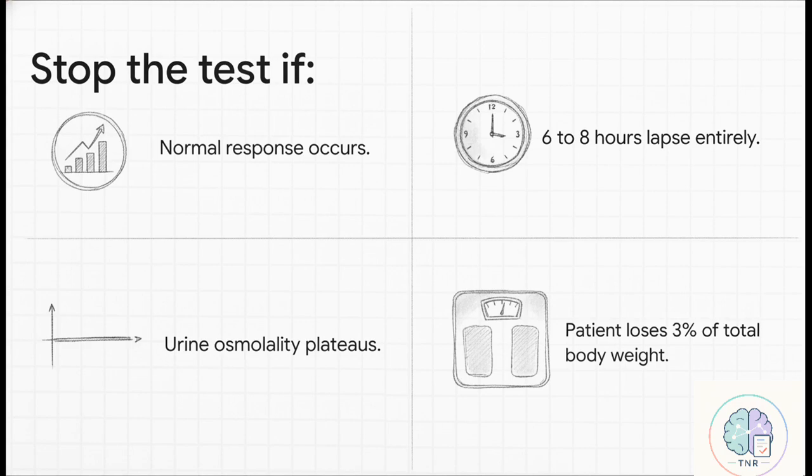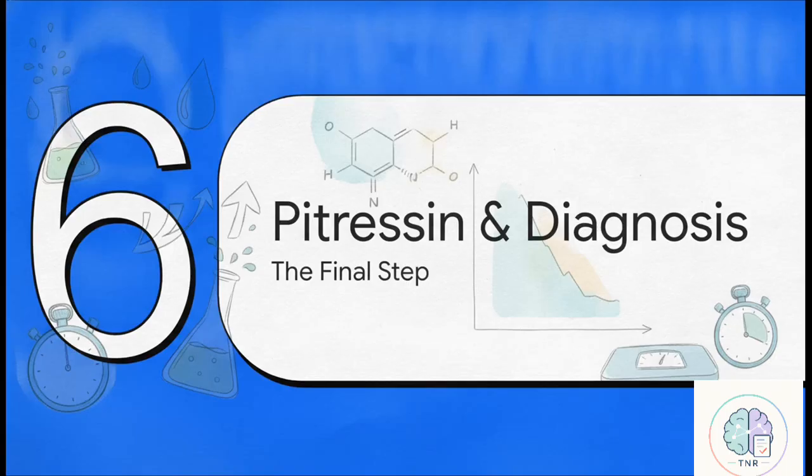Second, stop if 6 to 8 hours lapse entirely. Third, stop if the urine osmolality plateaus, meaning it changes by less than 30 milliosmoles across 3 consecutive hours. And finally, for the patient's safety, you pull the plug on the test immediately if the patient loses 3% of their total body weight.